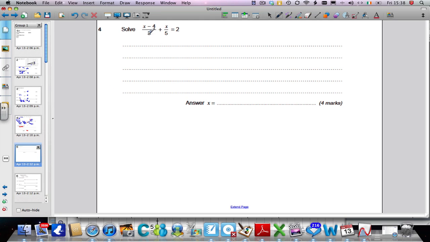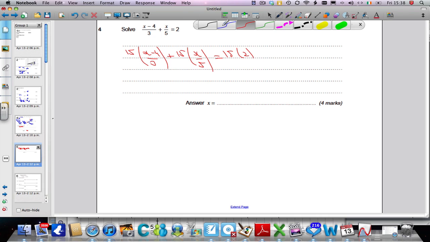I don't like to have these fractions, so I'm going to eliminate them by finding the common denominator. Common denominator in this case is 15. So I'm going to multiply absolutely everything by 15. So it's going to be 15 multiplied by x minus 4 over 3 plus 15 times x over 5. And what we do to one side, we must do to the other. So it's 15 times 2.